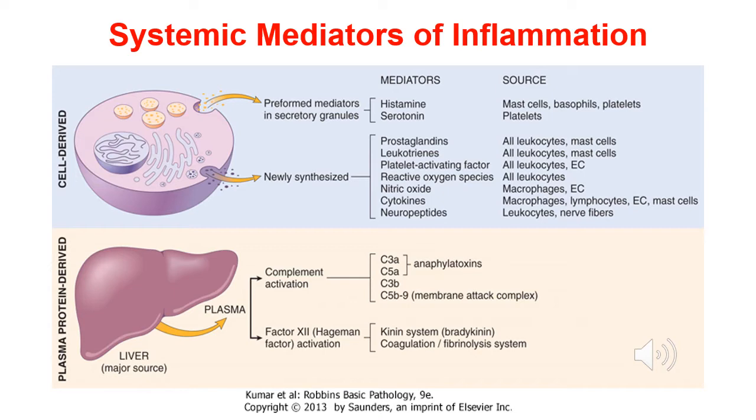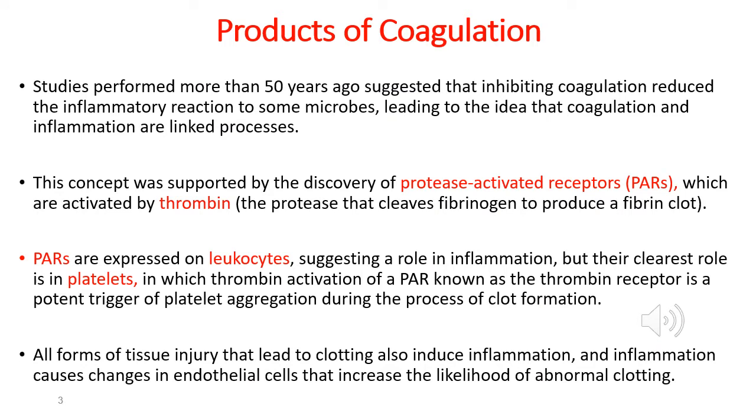and conclude this lecture. So, what's the importance of the products of coagulation? Studies performed more than 50 years ago suggested that inhibiting coagulation reduced the inflammatory reaction to some microbes, leading to the idea that coagulation and inflammation are linked processes. This concept was supported by the discovery of the protease-activated receptors, the PAR, which are activated by thrombin. Thrombin is a protease that cleaves fibrinogen to produce the fibrin clots.